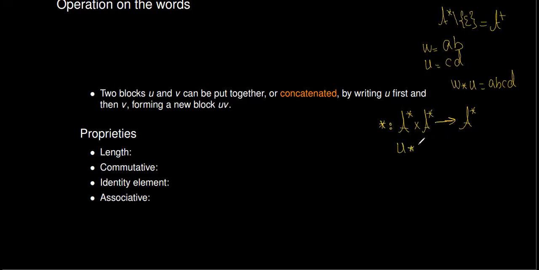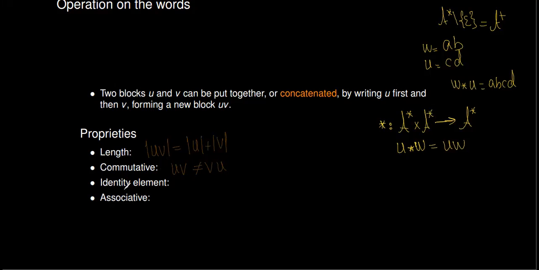For example, W, you put together. So it has some properties. Actually, the length of UV is equal to the length of U plus the length of V, and it is not commutative. I mean UV is not always equal to VU. You can see here U times W is CDAB, and it's not equal to them.